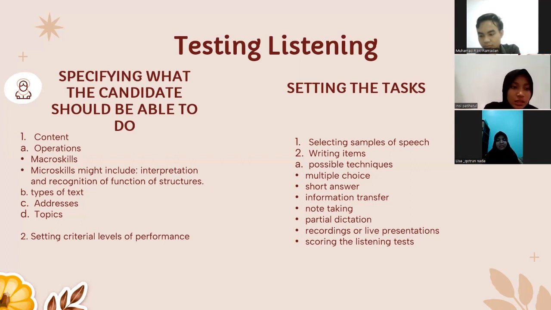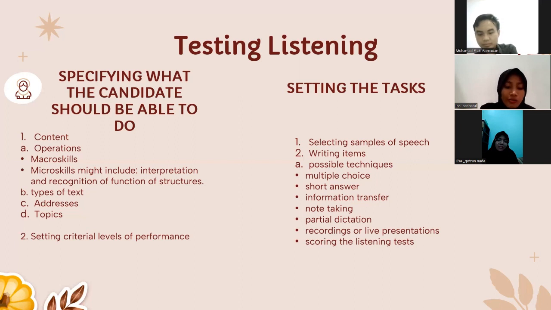And then the second point of specifying what the candidate should be able to do is about setting criterial levels of performance. If the test is set at an appropriate level, then as with reading, a near perfect set of responses may be required for a pass. The second point of testing listening is about setting the task, which includes 2 points.